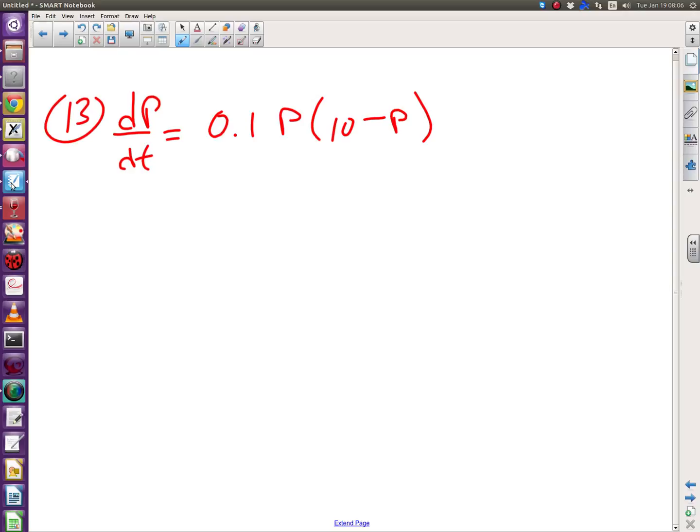Well, I'm thinking the dP/dx is 0.1 P times 10 minus P. I'm thinking the dx is on the bottom, right? Okay, so now it's y1 on the calculator. So that's what you've got to write: 0.1 times y1 times 10 minus y1. Okay, let's do it.